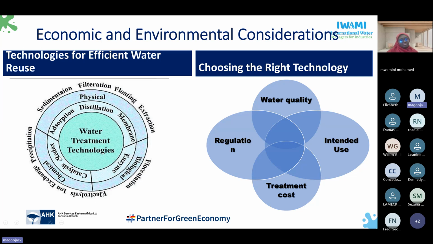We have three main categories of technology. One could be physical technologies. We have the biological means of treating wastewater. And we have also the chemical means. So just to mention them, we can have sedimentation, filtration, extraction, adsorption, distillation, membrane, which is an advanced one. We have electrolysis. So in short, there are so many ways of removing pollutants within the industrial setup and making water safe for further use.